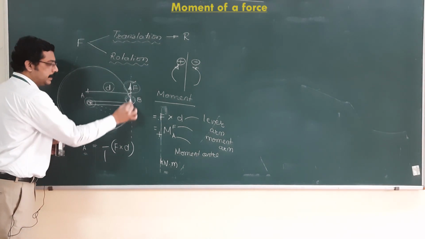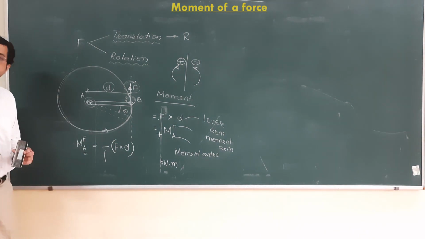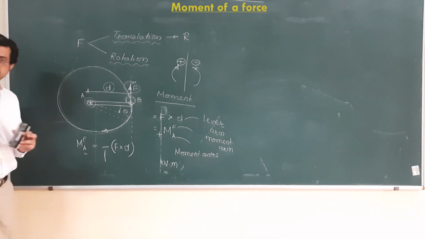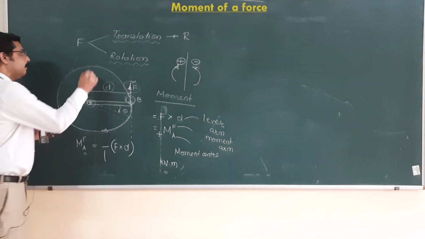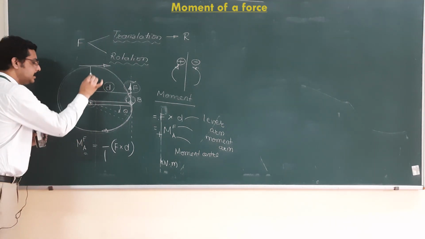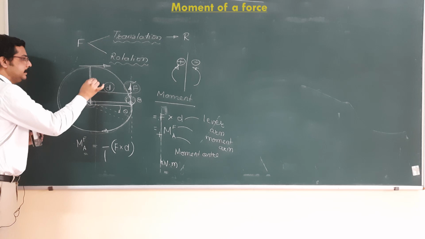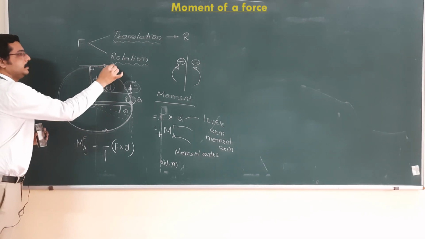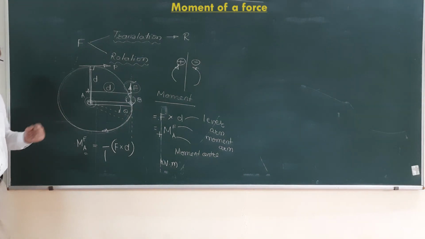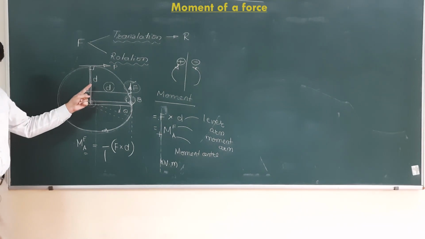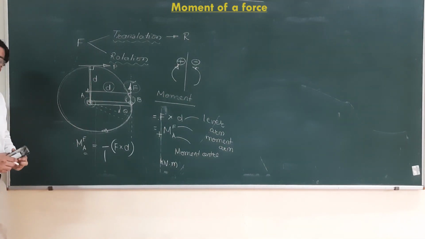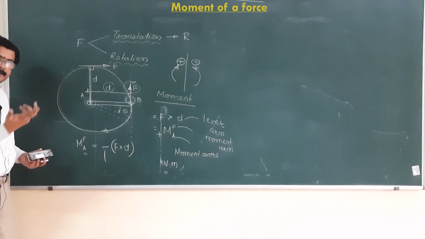Remember, for a vertical line of action, the horizontal distance from point A will be the perpendicular distance. If a force P is acting here and this much is the distance D, which is perpendicular to this force P, what will be its moment? Its moment will be P multiplied by D, right? Magnitude of P multiplied by D. How will a circle be formed? It can be very well understood.